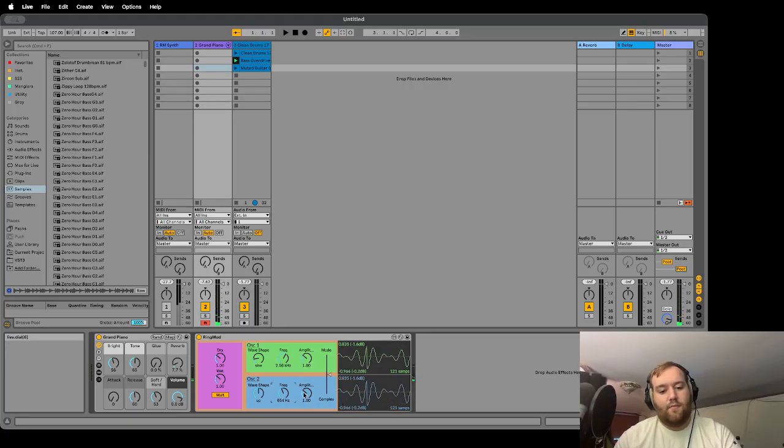A good way to blend between the two is by using these amplitude knobs. You can get very little of one wave and a lot of another.